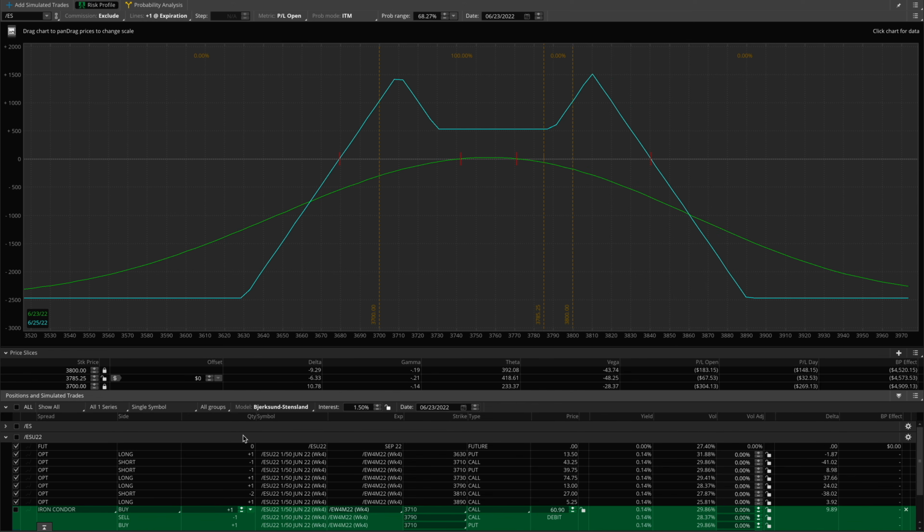As you guys can see, I'm in 2 butterflies. So I'm in an iron butterfly and then a long call butterfly right here. I have these slice prices right here. So this is 3800 and then this is 3700. So this is the current spot price of the ES. This is my current P&L.